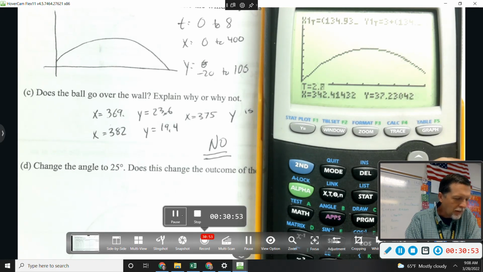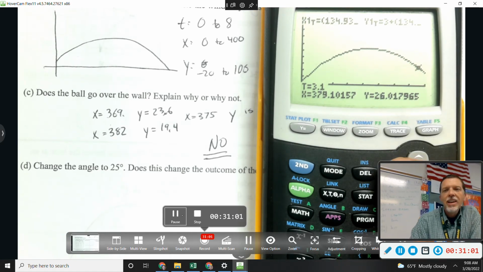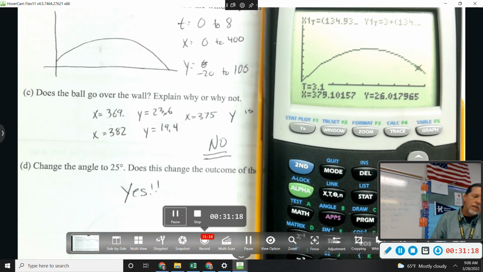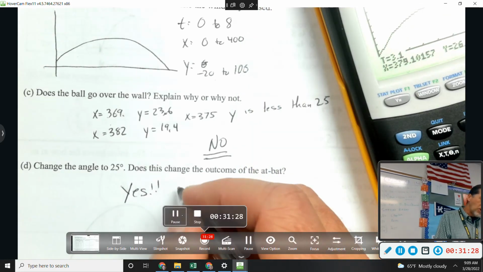And again, we may have to do that thing where we're close enough. Uh-oh, I don't know if we're close enough or not. No, it's less than 25. No, it's more than 25. At 366, it's more than 25. At 379, it's more than 25. So I don't know exactly where it is, but it's more than 25. That's assuming that the field's completely flat. It assumes a lot of things, no wind, whatever. So yes, it's a home run with a bigger launch angle.